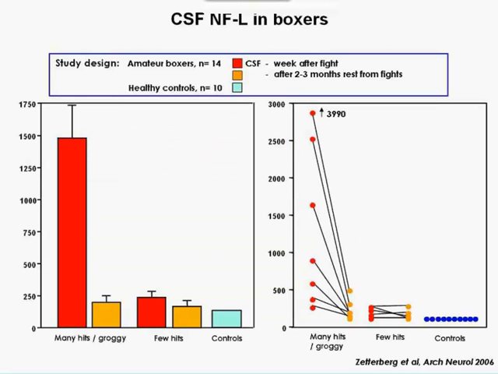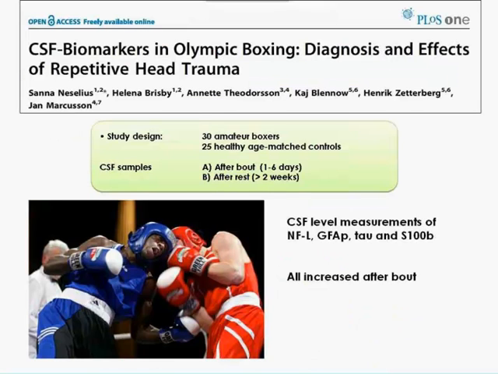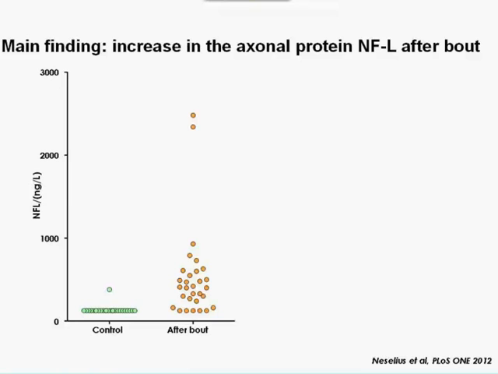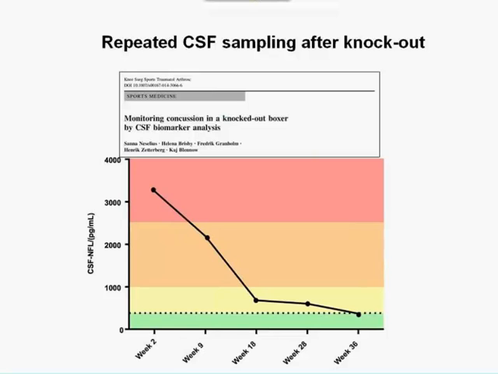And here we see a simple slide on the results, where if you look to the right, where you see the individual values, you see that the boxers who received many hits to the head or received a punch to the head which made them groggy have the highest CSF neurofilament light concentrations. Those who received few hits were not that elevated, but actually they were not normal using this variant of the assay if you compare to controls. We repeated the study in a larger cohort of amateur boxers, and the results were essentially the same, with increased concentrations after a bout. Here is a knocked out boxer.